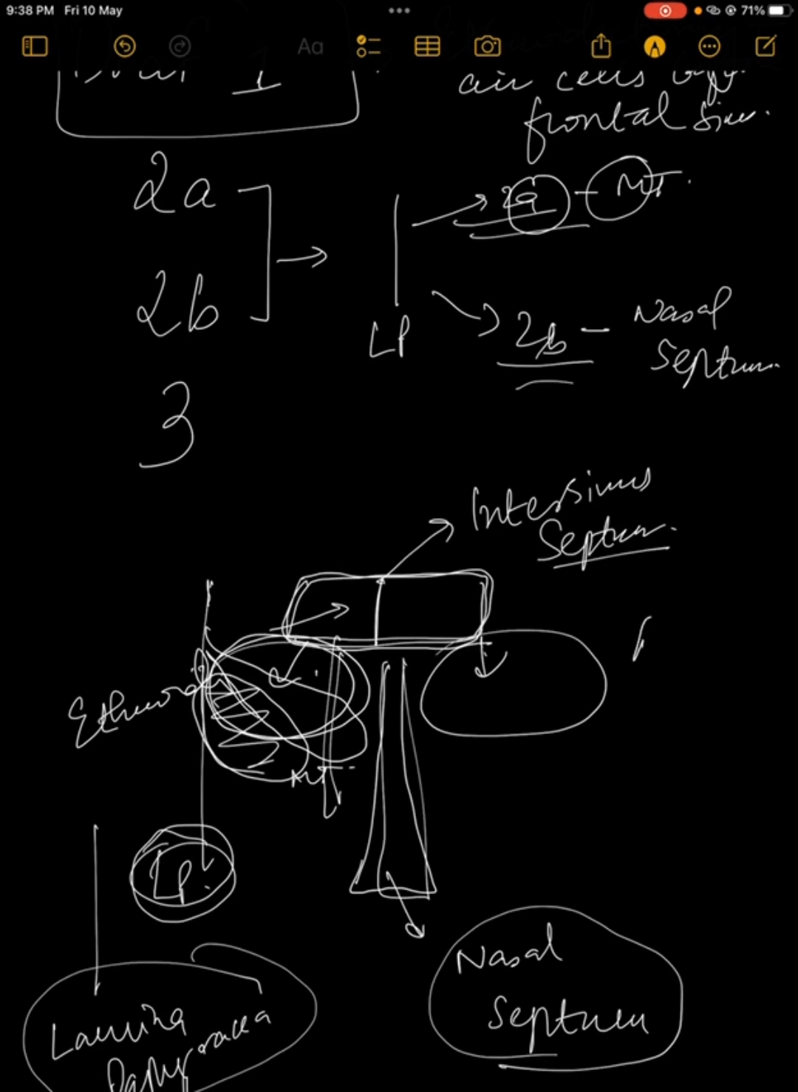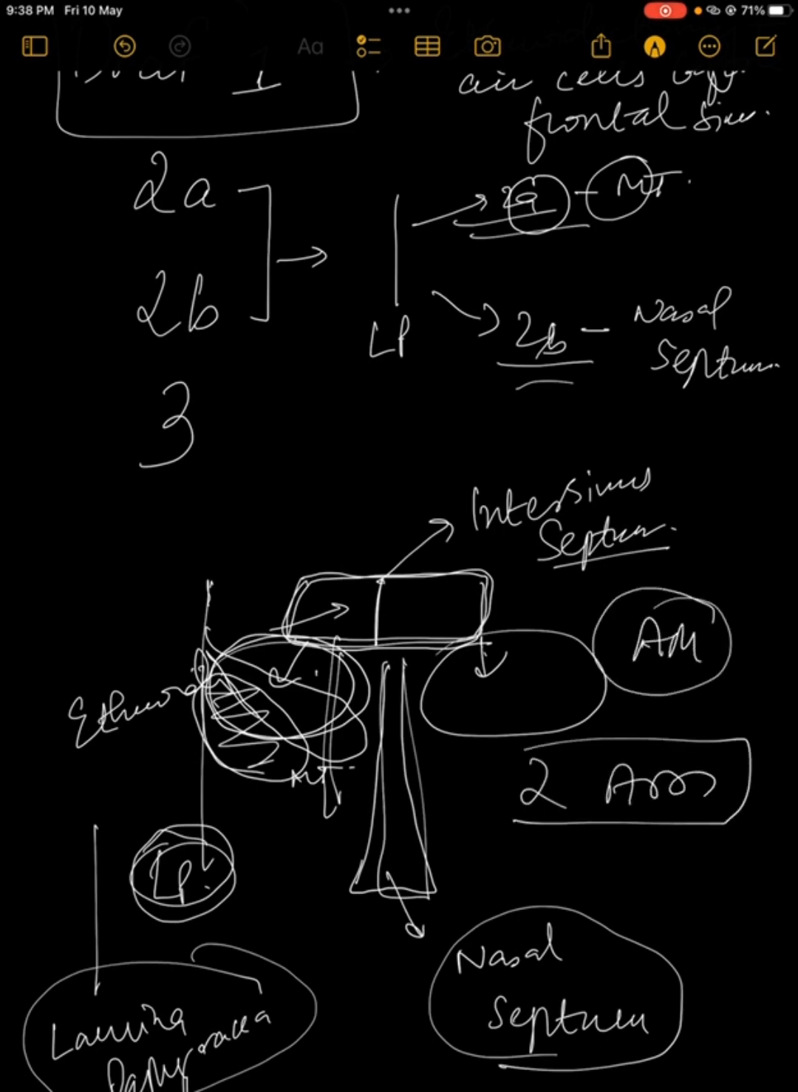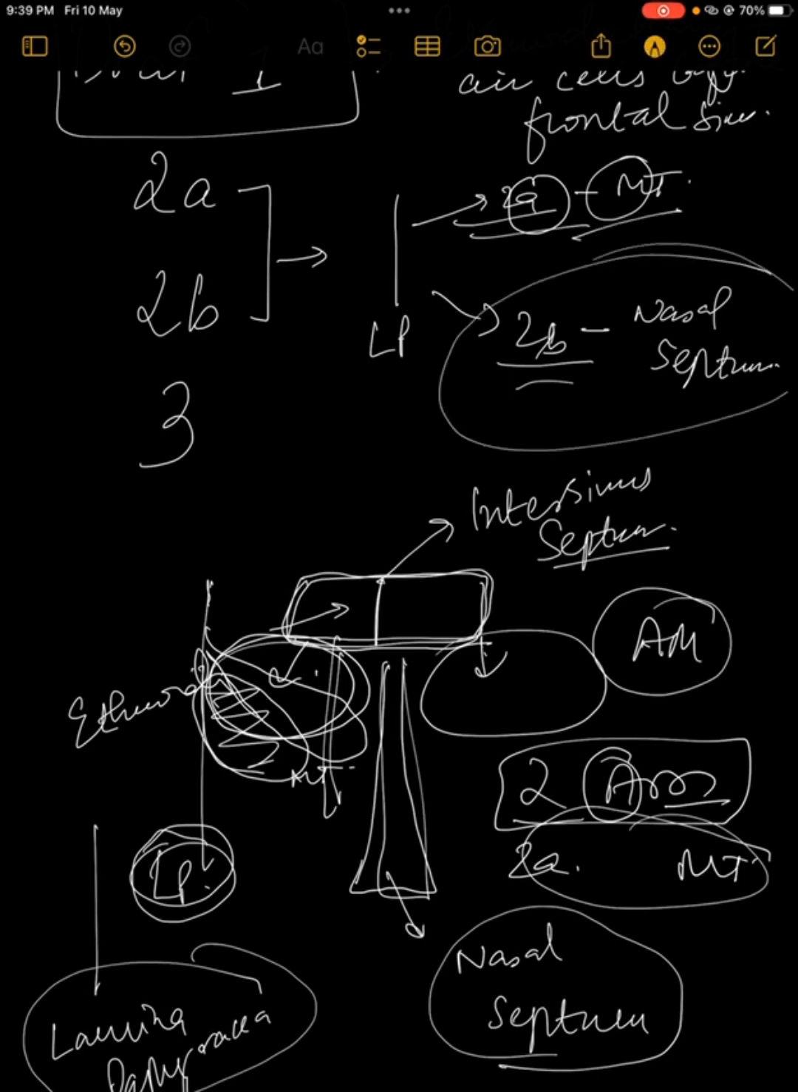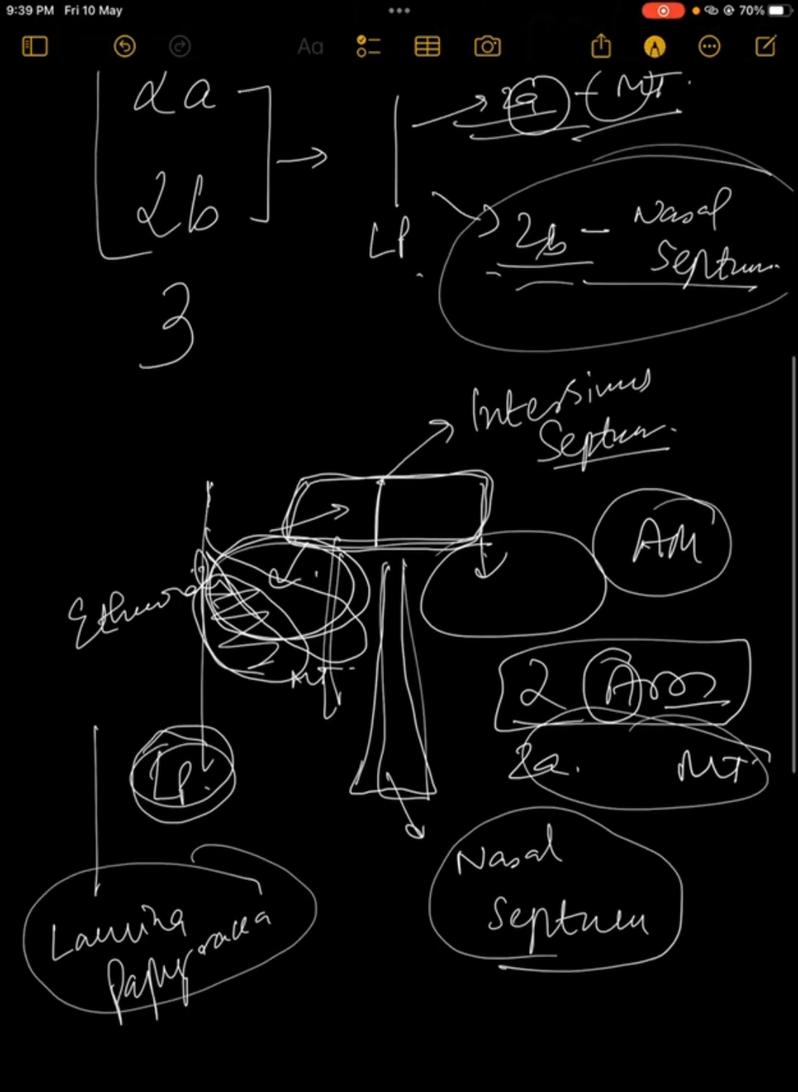2AM, right? So in 2AM, A stands for 2A and M stands for middle turbinate. So in 2A, we are accessing the cells between lamina papyracea and middle turbinate. In 2B, we are accessing the cells between lamina papyracea and nasal septum. So we are done with DRAF 2, and DRAF 3 is the most extensive one.